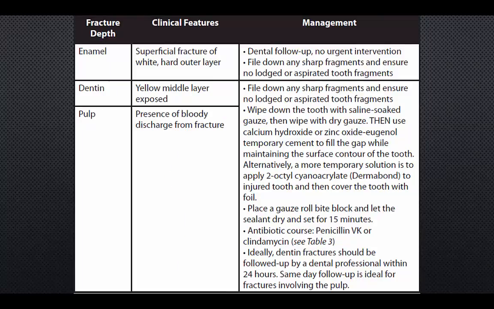Fractures involving the dentin or pulp require a protectant sealant to prevent immediate pulp necrosis and to reduce pain. To apply calcium hydroxide or zinc oxide eugenol temporary cement, wipe the affected tooth with saline soaked gauze, dry the tooth, then fill the lesion with cement, taking care to maintain the contour of the tooth. A gauze roll bite block can be placed to allow the sealant to dry completely for 15 minutes. Alternatively, cover the tooth with Dermabond and then wrap it in foil to coat the sensitive tooth structures. Primary teeth with fractures involving the pulp will typically be extracted.